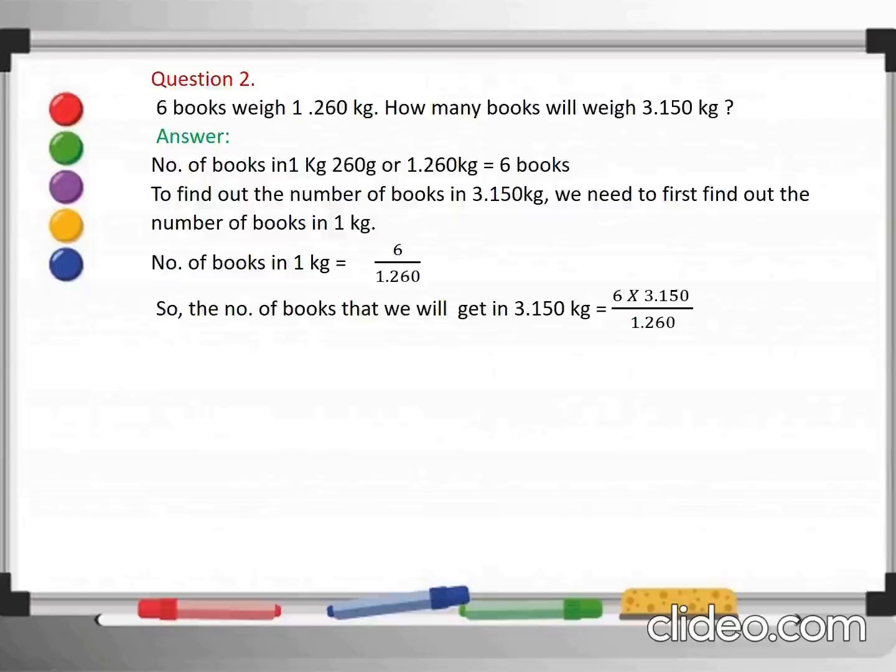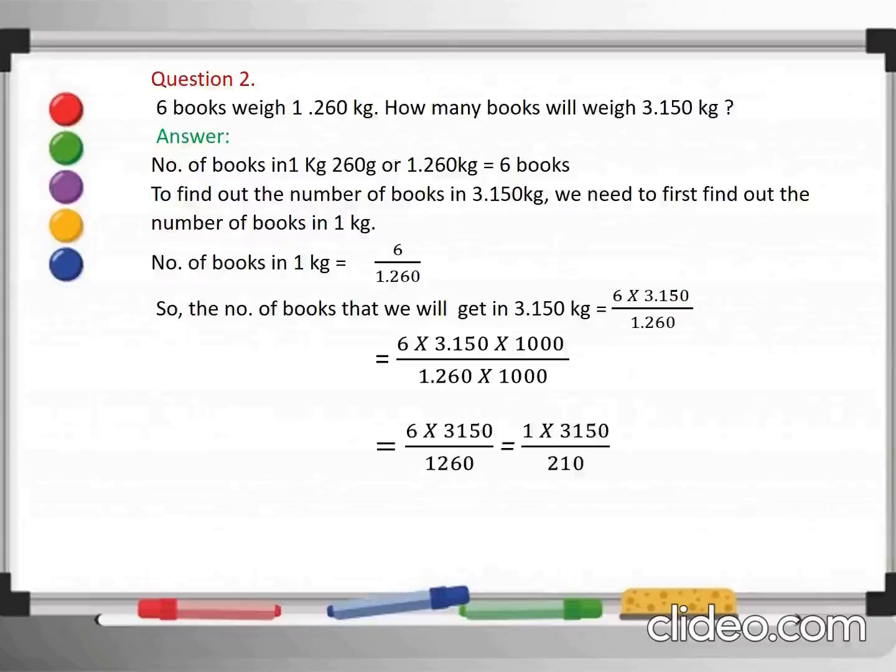1.260. Here both numerator and denominator have 3 decimal places. To remove the decimals, we'll multiply both numerator and denominator by 1000. So we'll get 6 into 3150 upon 1260. When we do cancellation, we'll get 15 books. Therefore, the number of books that we will get in 3.150 kg is 15 books.